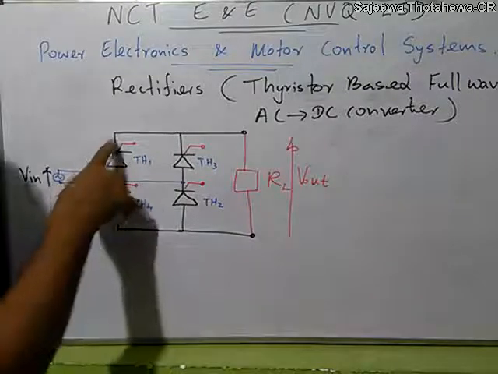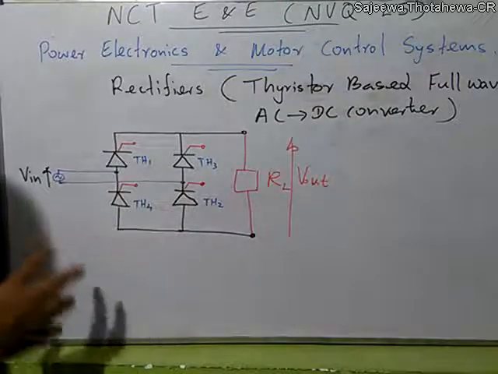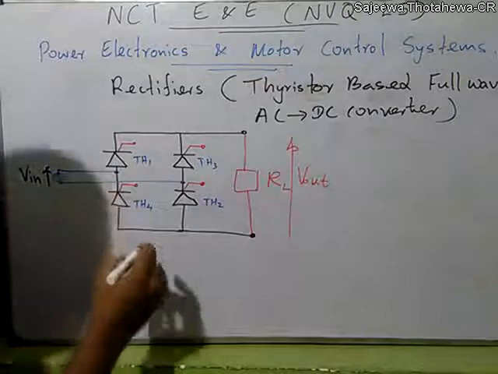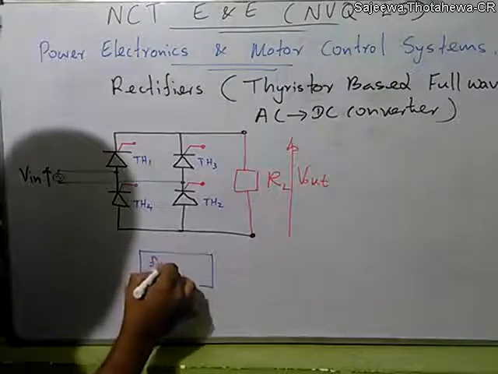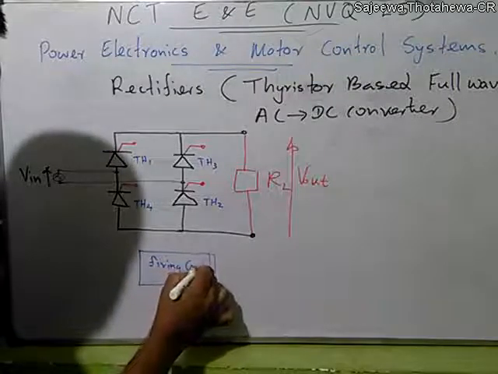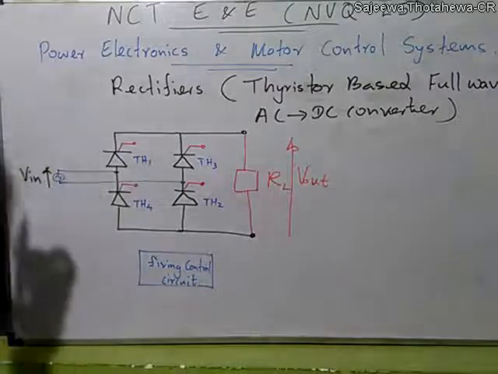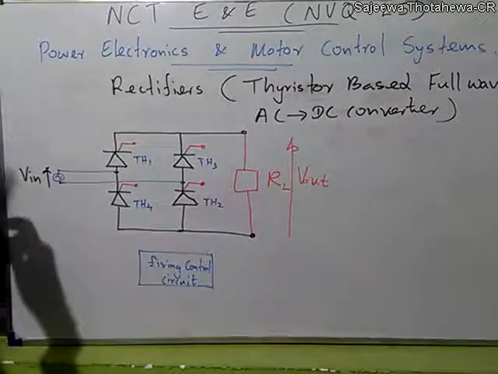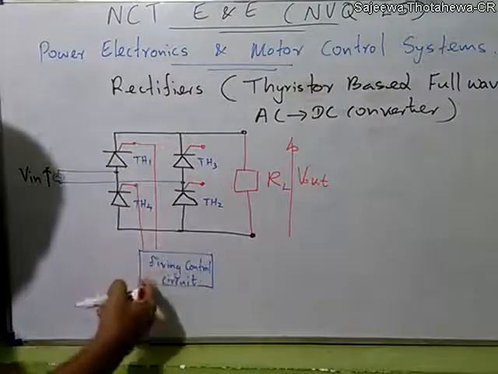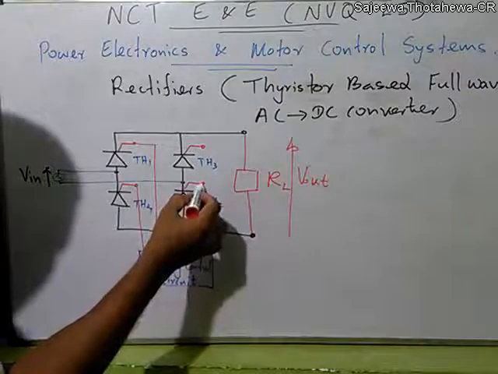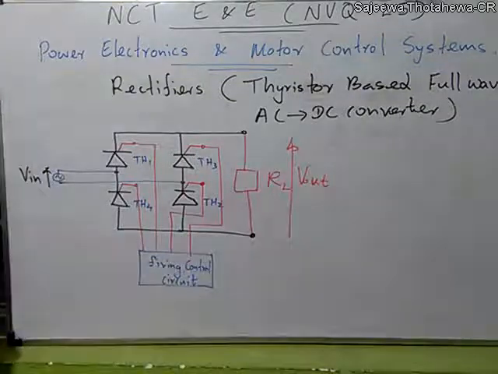Then these thyristors are controlled by a special circuit called the firing control circuit, let's draw that here. Then we connect the gate terminals of these thyristors with this firing control circuit, right?